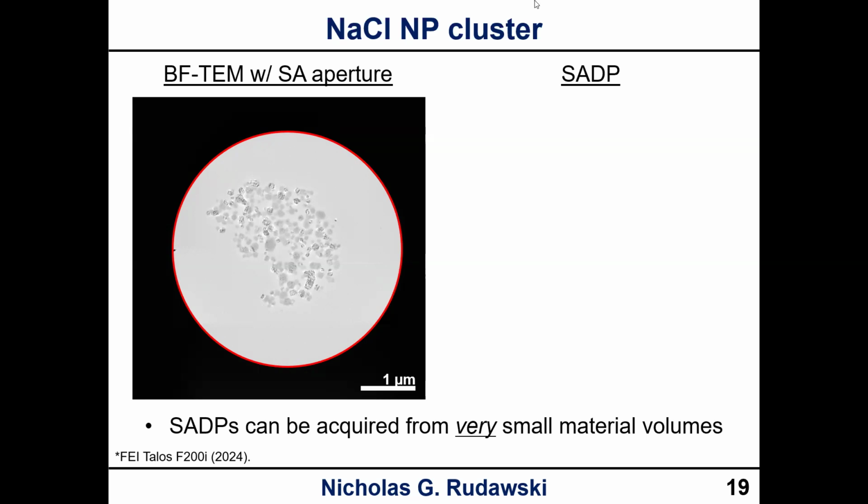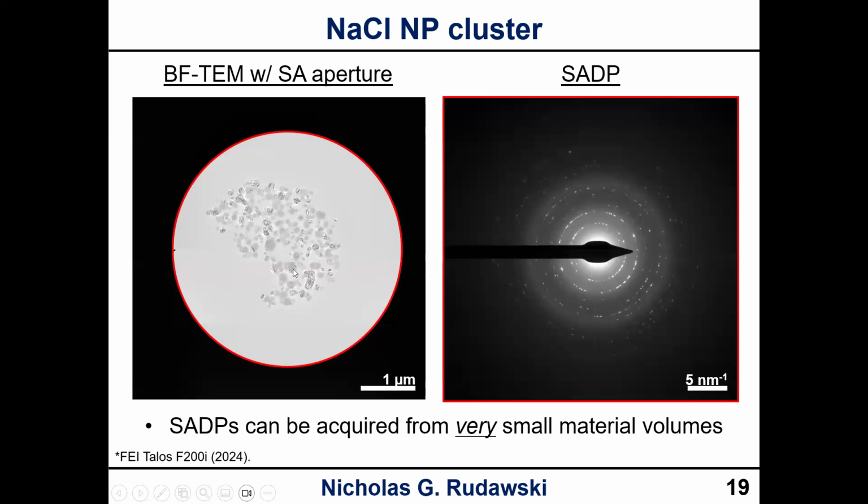So you can see, this is a cluster of sodium chloride nanoparticles, okay? And we're acquiring the selected area diffraction from this, and we can see fairly continuous rings here, right? Indicative of, presumably, the rock salt crystal structure that we have here. Excuse me, I'm just getting a drink here really quick.